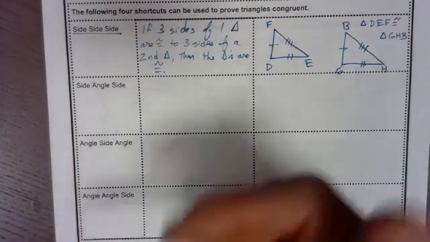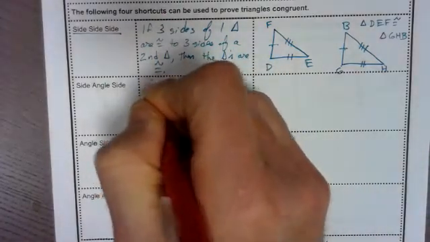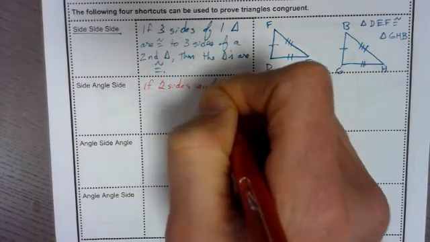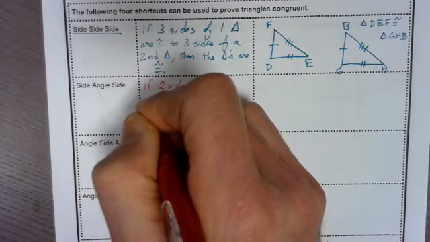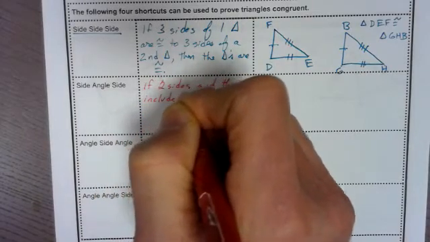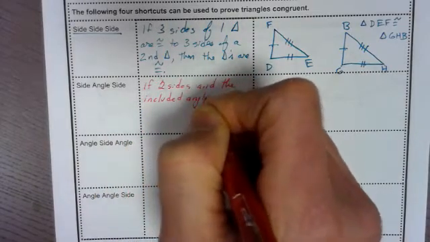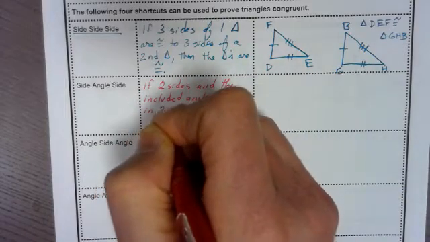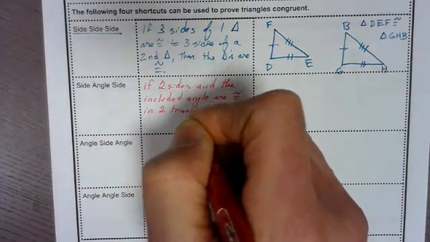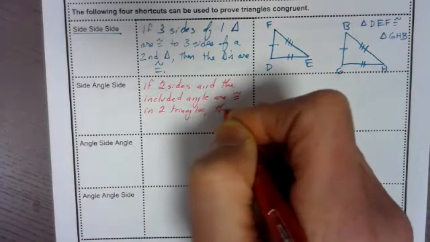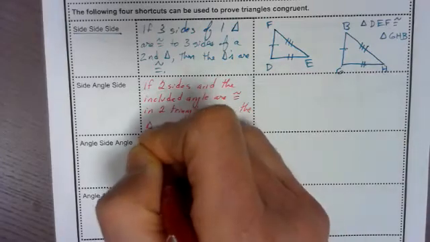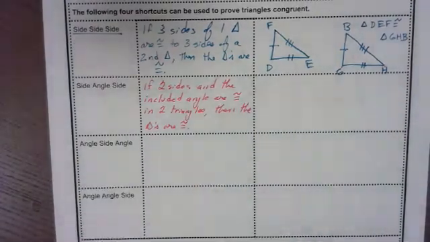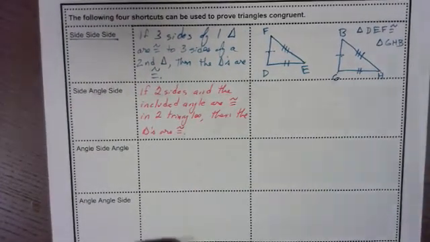Use a different color here. If 2 sides and the included angle, I'll explain this in just a sec, are congruent in 2 triangles, then the triangles are congruent. Let me explain what I mean by 2 sides and the included angle.